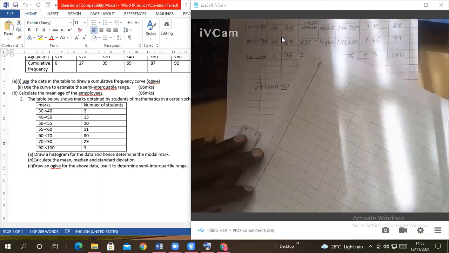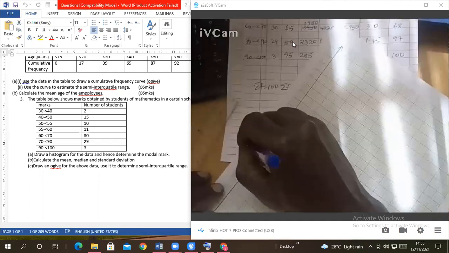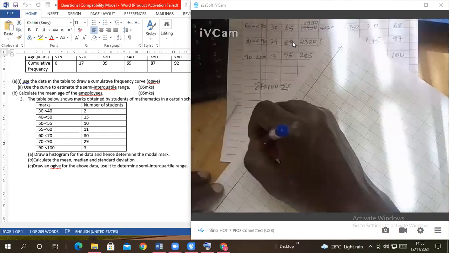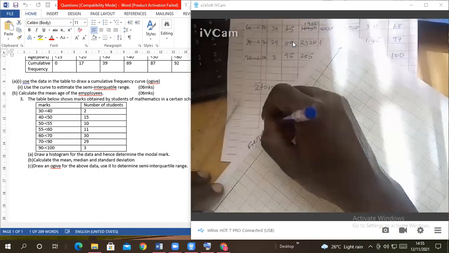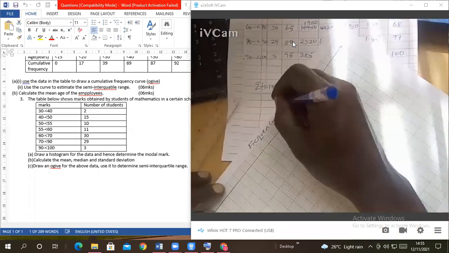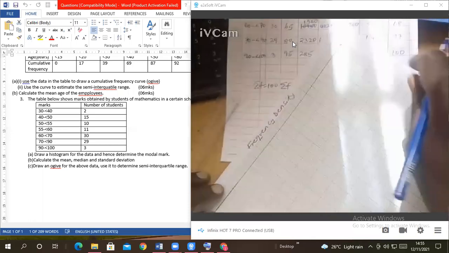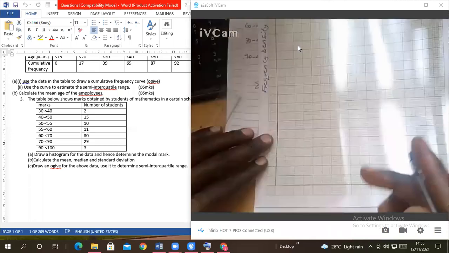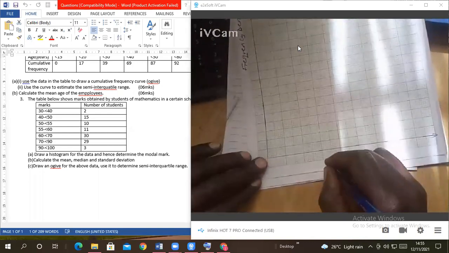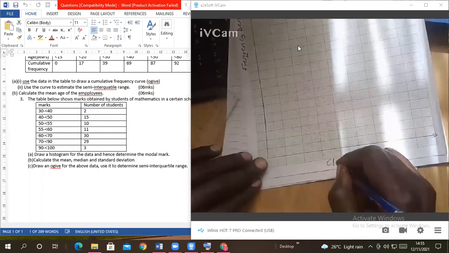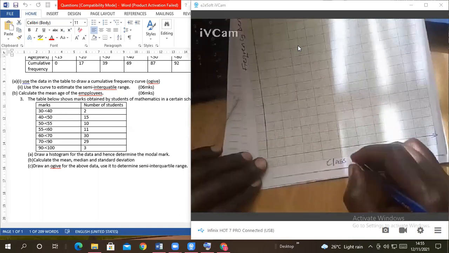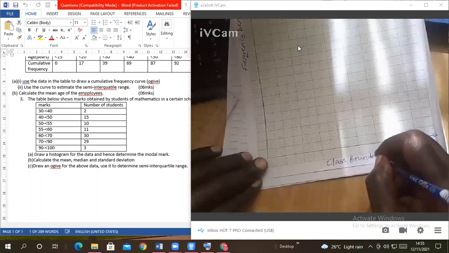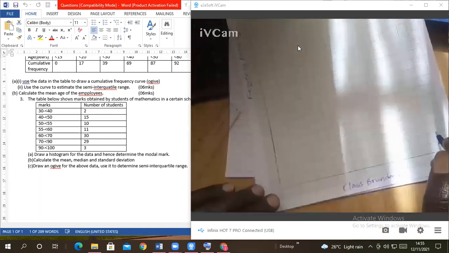So label your axis first, members. Frequency density on the vertical axis. Then right here, we are going to write class boundaries. Why? Because you begin with the lower class boundary of the first class.